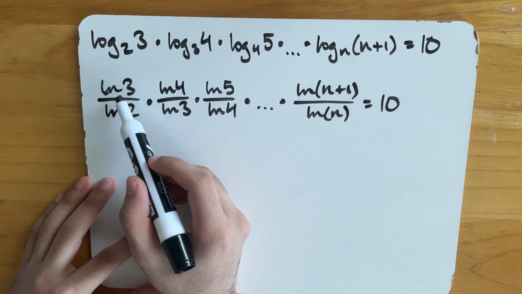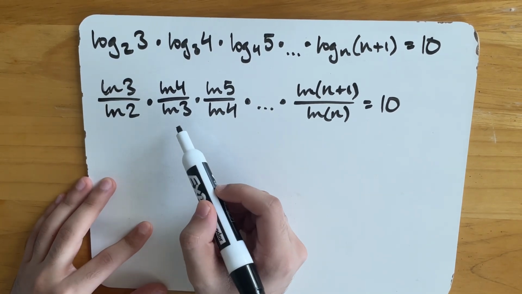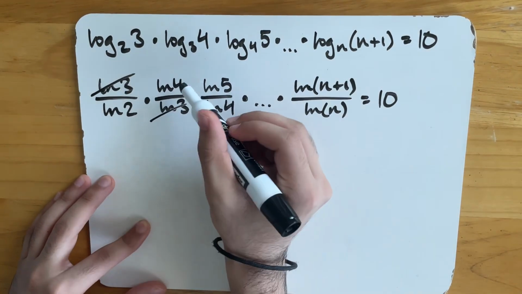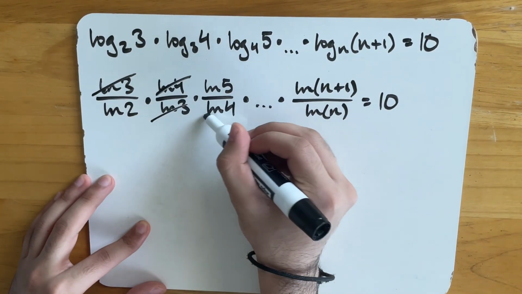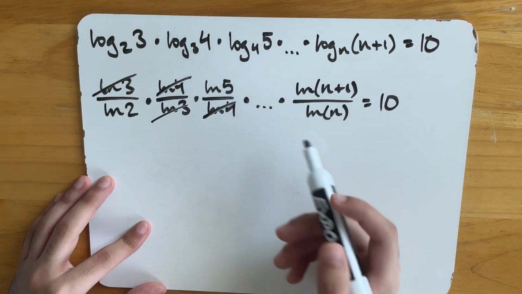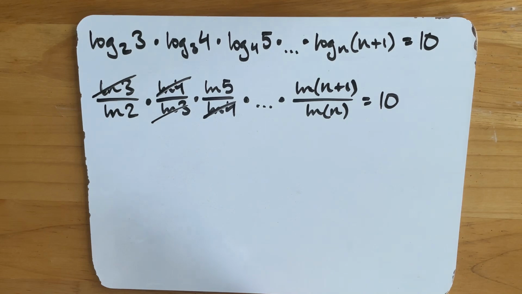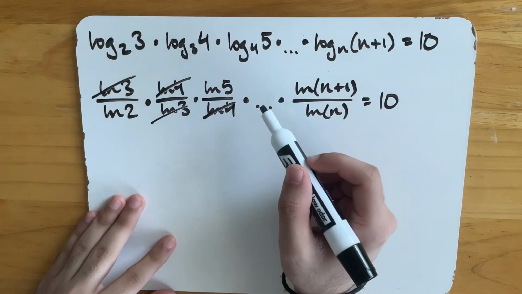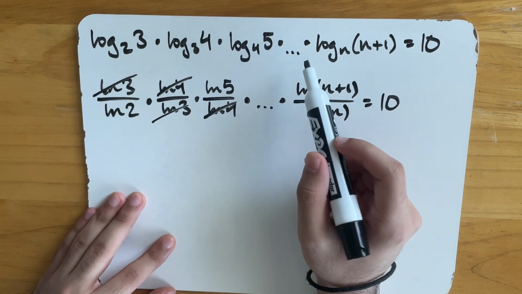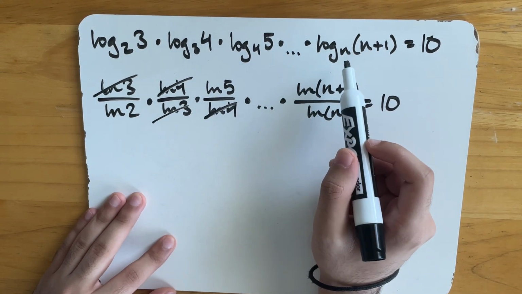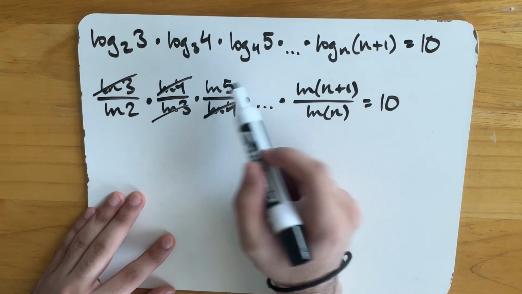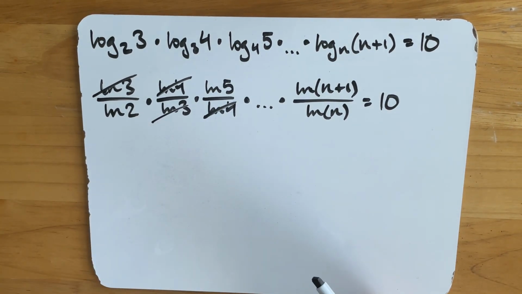Okay, I noticed something interesting. I see that the numerator of the first term and the denominator of the second term cancel. And the numerator of the second term cancels the denominator of the third term. And I think that's going to continue on until ln n plus 1, the last term. Because if the thing continues, we'll have log base 4 of 5, then log base 5 of 6, so we'll have ln 6 over ln 5, and the ln 5 up here will cancel out, and then it'll be more cancellation.